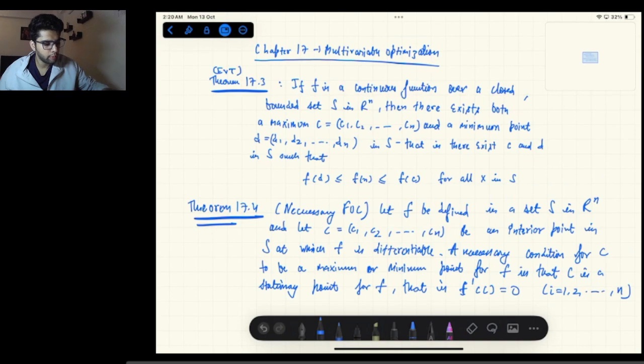I'm going to start with exercise 17.3. Exercises 17.1 and 17.2 are pretty much solvable, so I'm going to deal with 17.3 and move on to all of the exercises from here on.